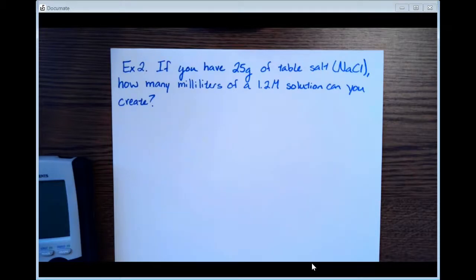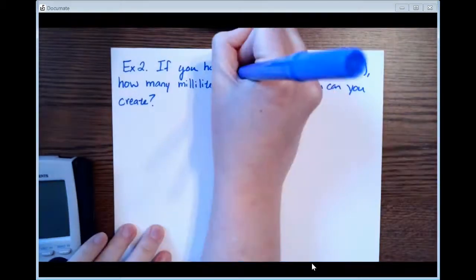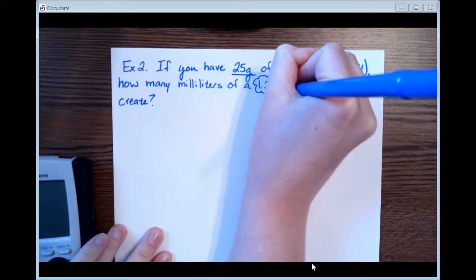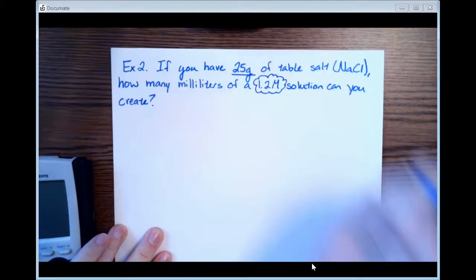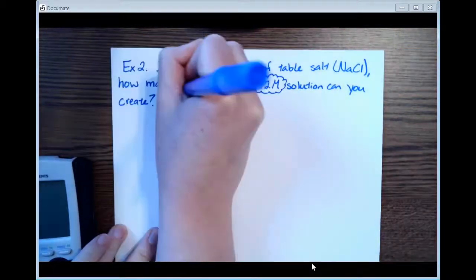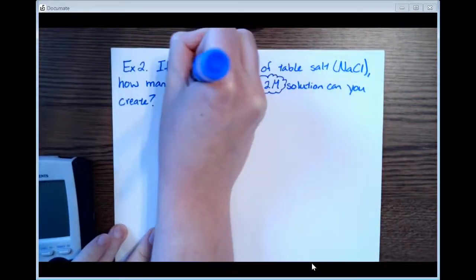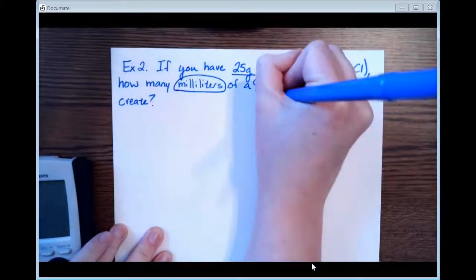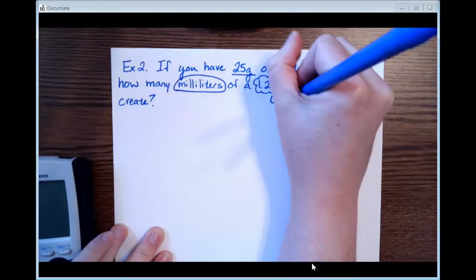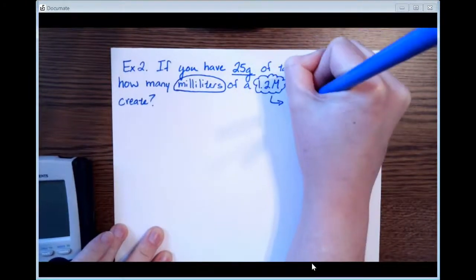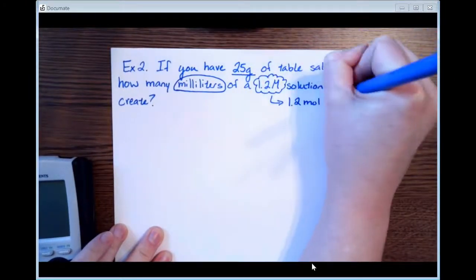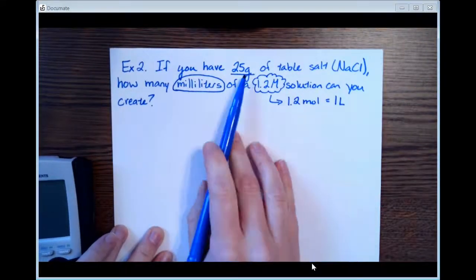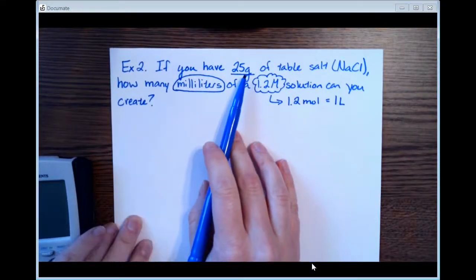Okay, well, start by underlining your given. We're going to bubble in our molarity, because remember it's important, but it's not our given. And then circle what we want to find, which is milliliters. Okay, so I'm going to rewrite my molarity as 1.2 moles is equal to 1 liter. Now, remember, our given is going to go into the first spot of our table.